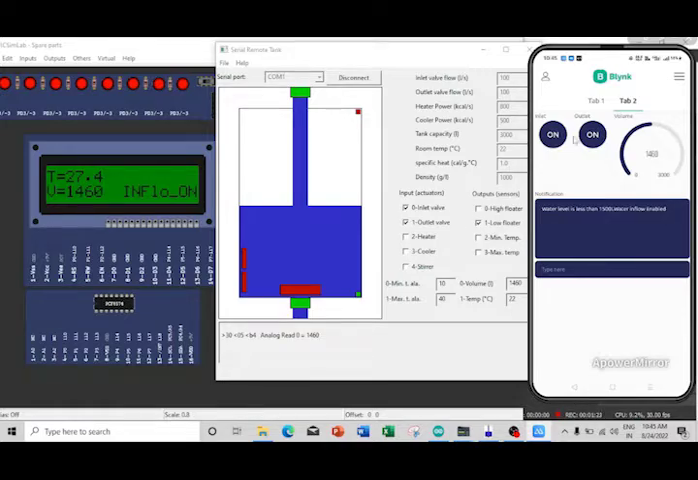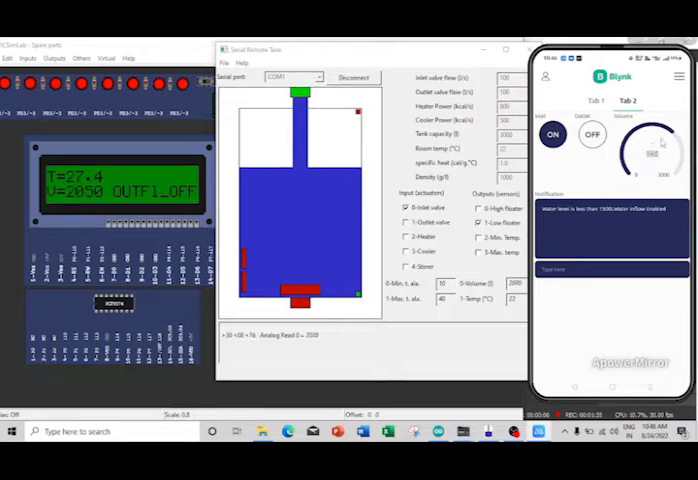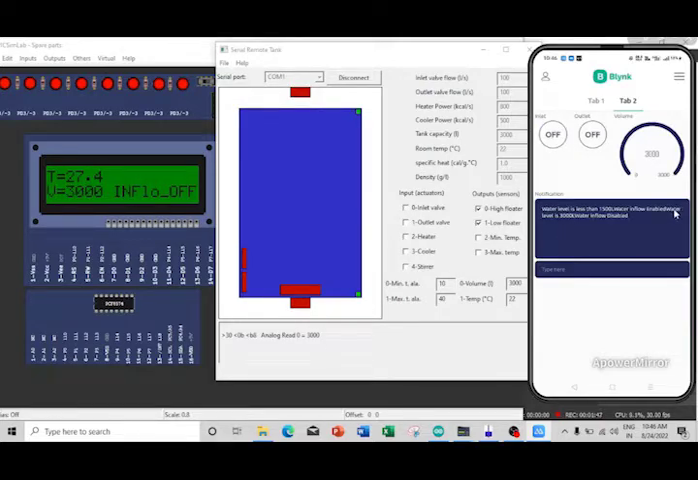Now I cannot turn off the inlet now because it has already reached the cutoff. Now if I turn off the outlet, it should increase again. As you can see, the water is increasing here, and notification will pop up here saying that the water is completely filled. Now if you see here, yeah, now notification has popped up here saying that enabled water level is 3000 liter, water inflow disabled.